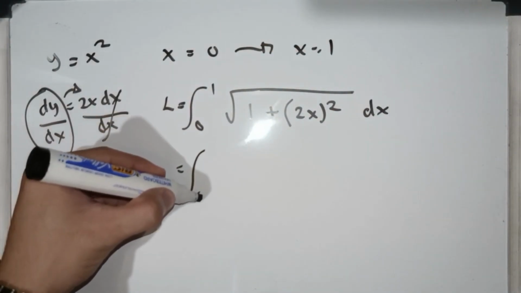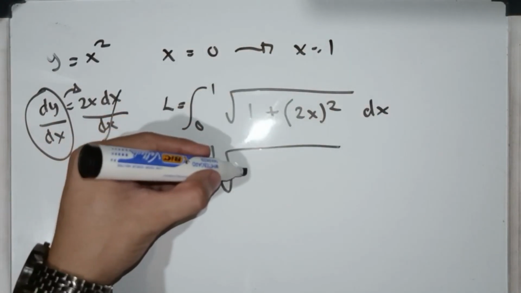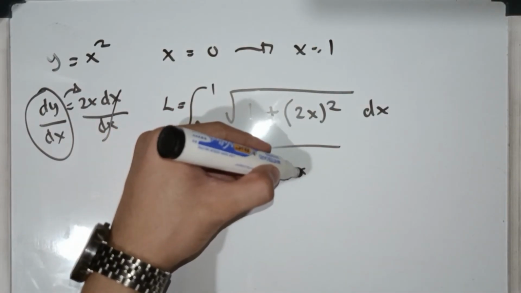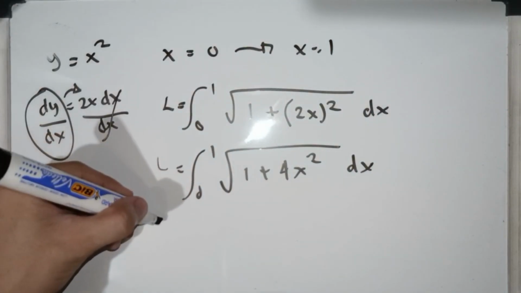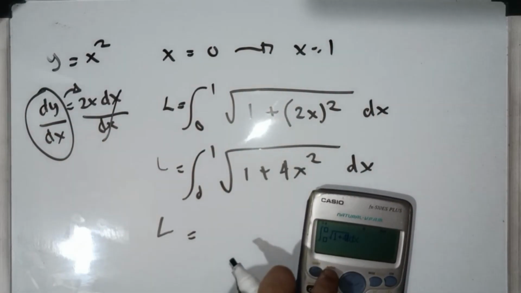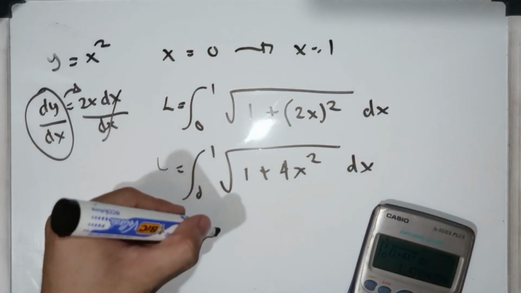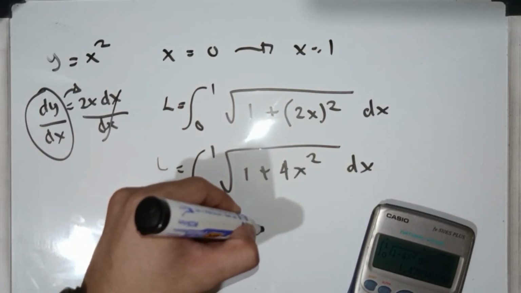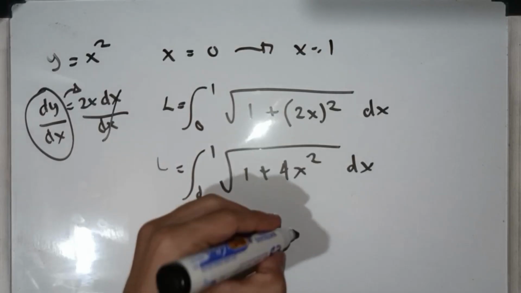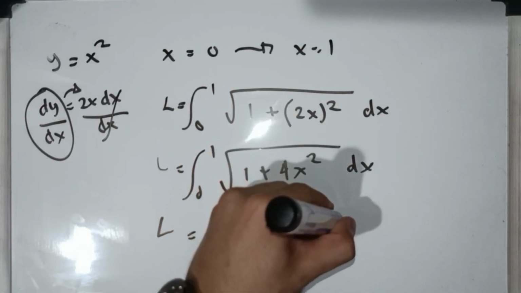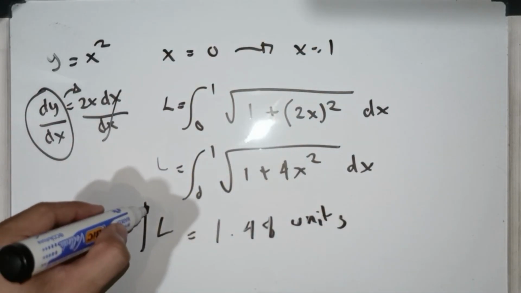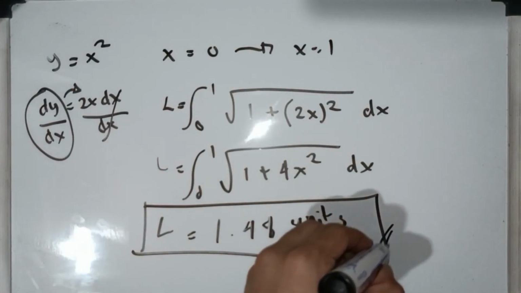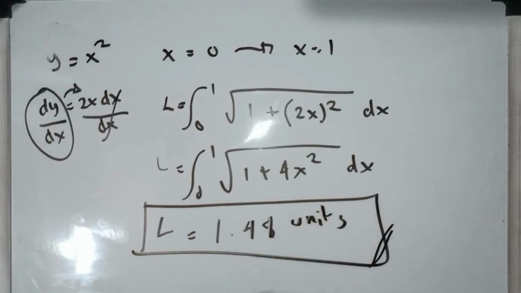So this is equal to the integral from 0 to 1 of the square root of 1 plus 4x squared dx. So let's use the calculator to solve this one. That is now equal to 1.48 units. So this is now the length of the curve y is equal to x squared from x is equal to 0 to x is equal to 1.